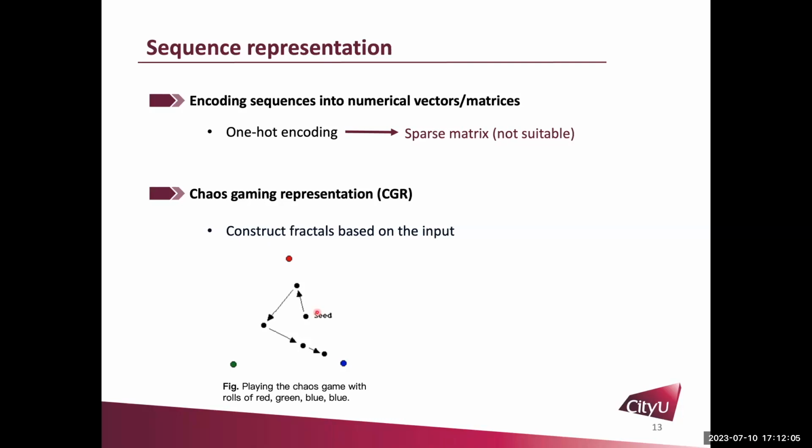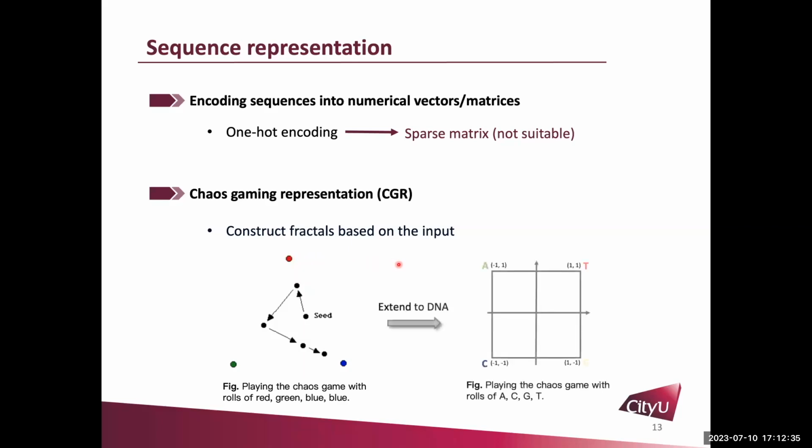The idea of CGR is from chaos game theory to construct fractals based on the input. In the original chaos game, it has 3 different colors. In each step, we will roll a color and take a move. Here is an example of the moves: red, green, blue, and blue. In each step, we will move forward towards the corresponding color. So intuitively, it can easily be extended to DNA sequences by adding one more direction.